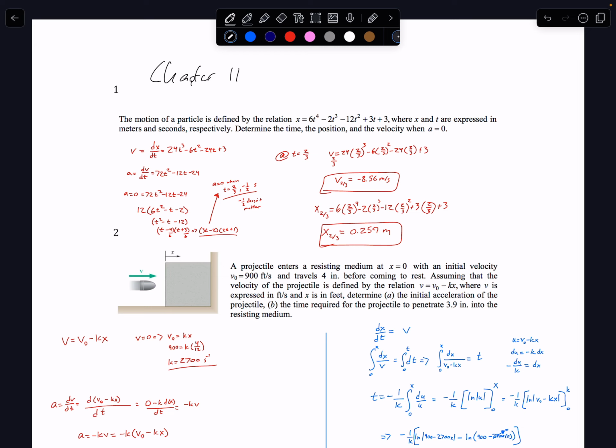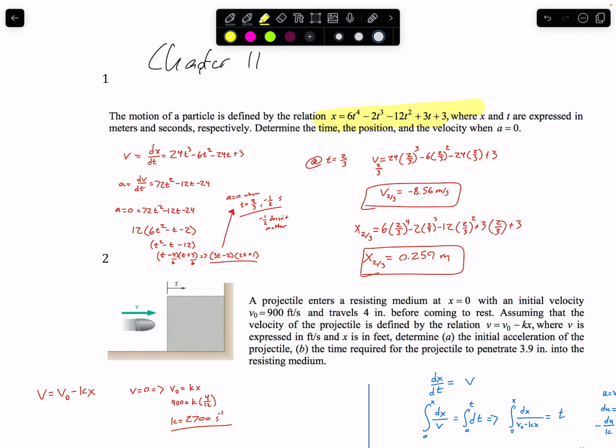What we're trying to find is the time, the position, and the velocity when the acceleration is equal to zero. So we need to take this equation here and take the derivative essentially twice. First, take the derivative to find the velocity, and we do that with respect to time, dx over dt.